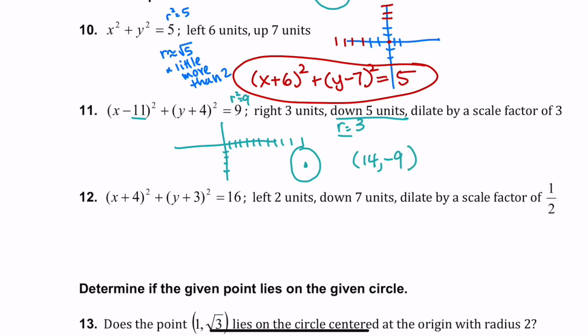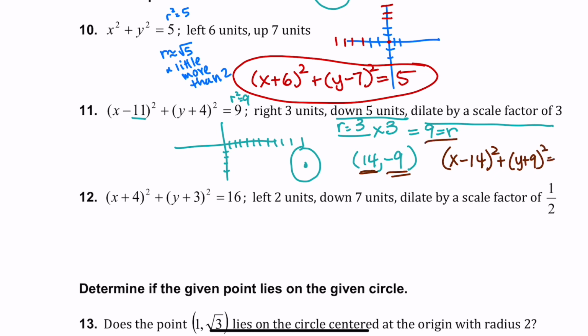Now my radius is 3. I'm going to dilate it by a scale factor of 3, which means it's going to be 3 times as big. So 3 times 3 is 9, our new radius. So we're going to write the equation. It's going to have an x plus 14 that just changes to a minus 14. A minus 9 is going to change to a plus 9. And our radius is 9. Our radius squared is 81.